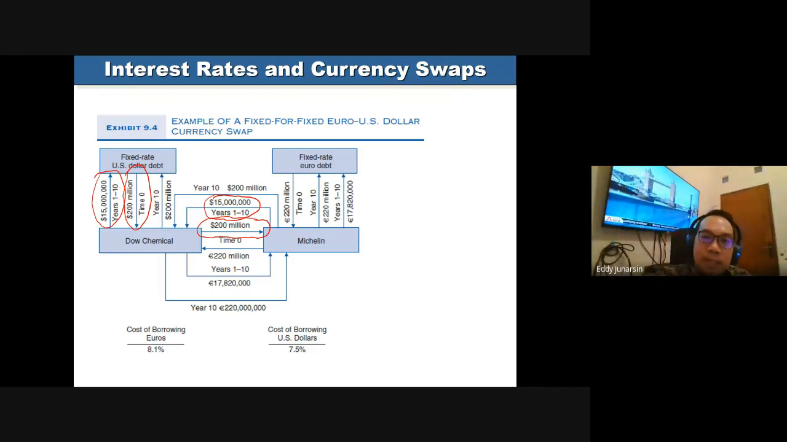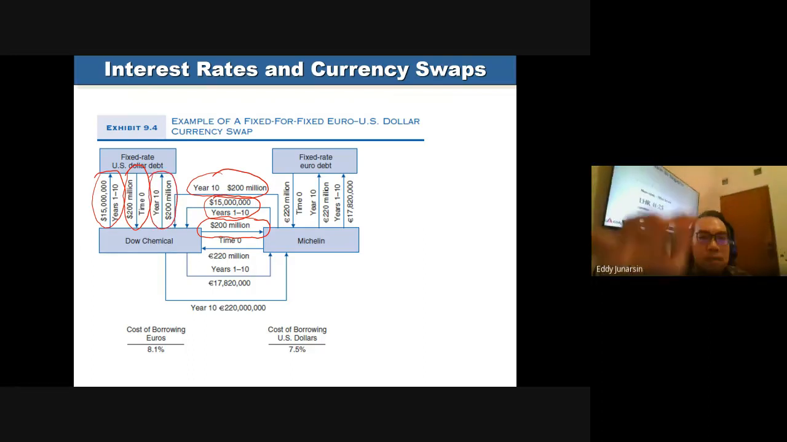And at the end, of course, Michelin will have to repay the principal, right? And the payment will be followed out by Dow Chemical to the bondholders or the financial institutions.